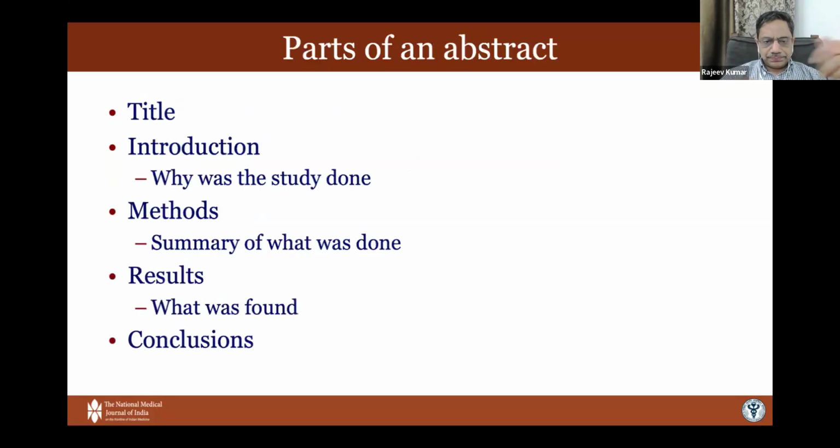And these are the parts that I talked to you about, the IMRAD. You have to have a title, an introduction, methods, results, and you don't have a discussion. That's an important discriminator between an abstract and a full text. You only get a conclusion. So you don't discuss your findings, you summarize your findings and give a conclusion. Now let's look at what each one of these parts are in a little more detail.